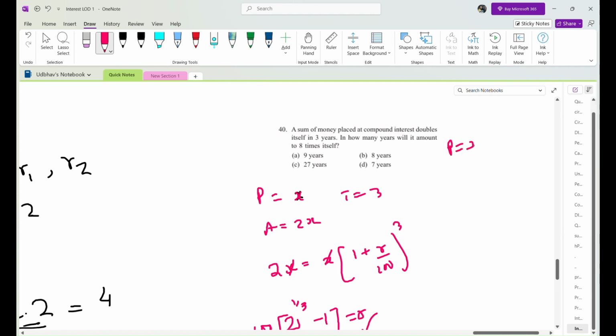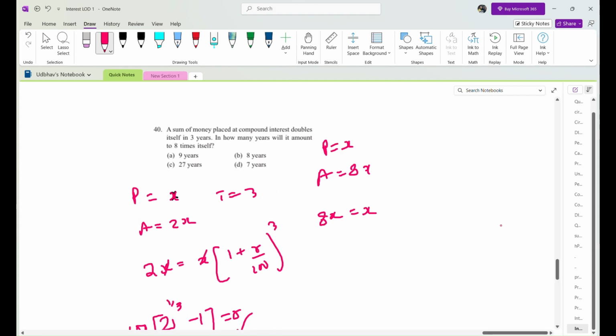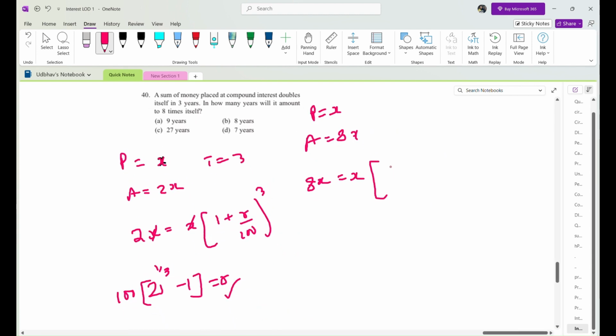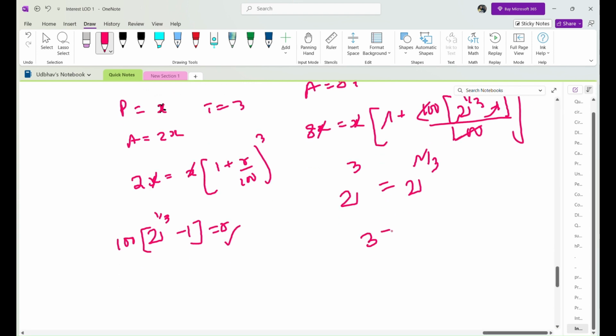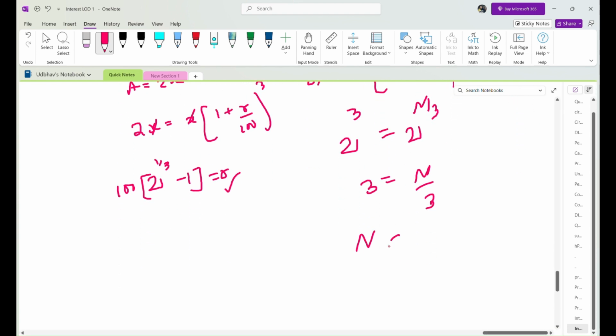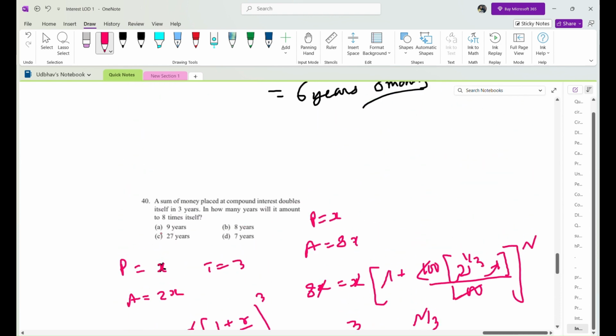And after how many years, if P equals X, do we want the amount to be 8 times that? So 8x equals x into 1 plus (100 into 2 power 1 upon 3 minus 1 upon 100) power n. We want to find n here. X gets cancelled, 100 gets cancelled, 1 gets cancelled. 2 to the power 3 equals 2 raised to the power n upon 3. The base is the same, so we can equate the powers: n equals 9 years.